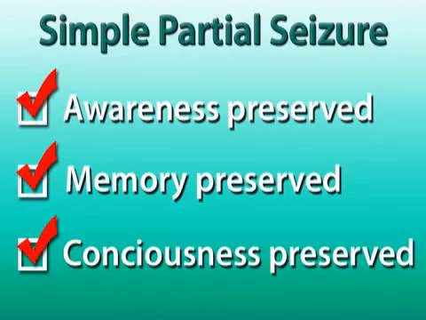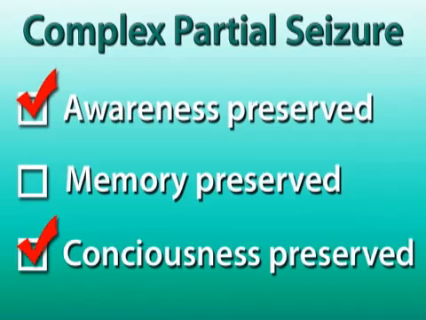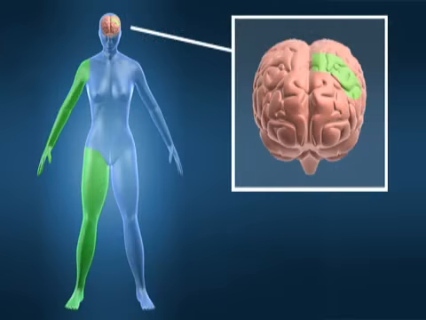The first is whether awareness, memory, and consciousness are preserved during the seizure. If they all are preserved, then a seizure is called simple partial. However, if any are impaired, then the seizure is called complex partial. The impact of a partial seizure depends on where in the brain it originates and how it spreads. Partial seizures sometimes have an aura, which is a warning that bigger seizures may follow.